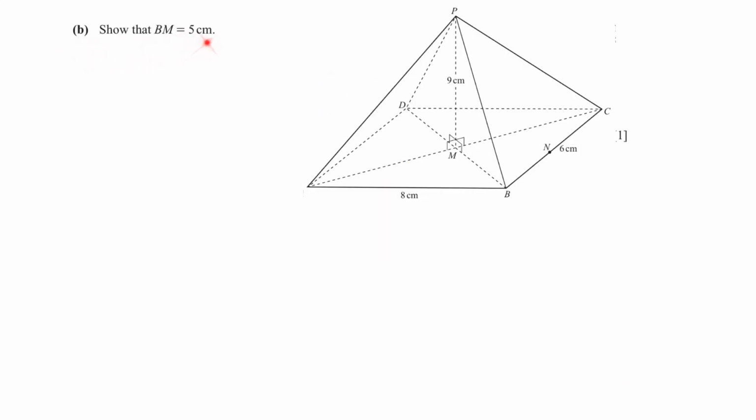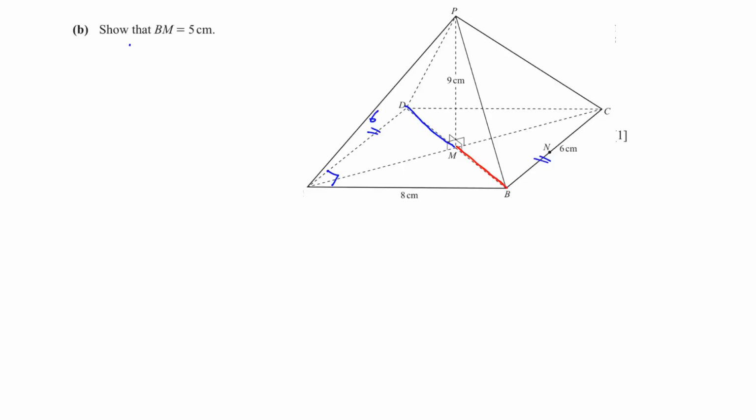Part B: show that PM is equal to 5 centimeter. But to find that, we will have to find the whole line BD. This is 6, so even the opposite side will be 6, and this is 8. Always remember, it's a corner of the rectangle, so it's going to be 90 degrees.